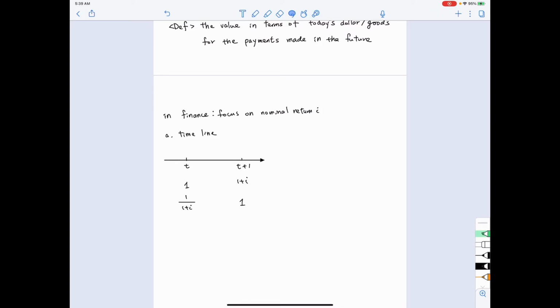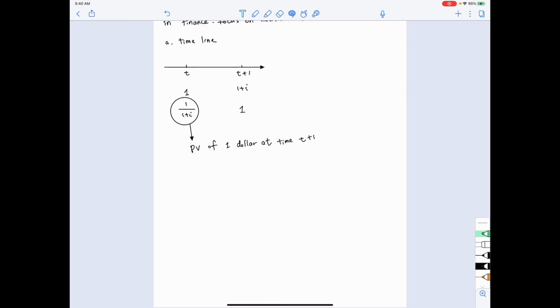So in here, the 1 over 1 plus I is called the present value of $1 at time t plus 1 back to the date t. In here, I abbreviate the term present value as PV. Now let's look at another scenario in which we want to identify the present value of the nominal amount of X to be received in year N. So let's draw another timeline in here.